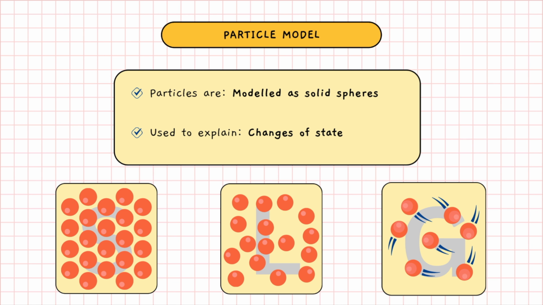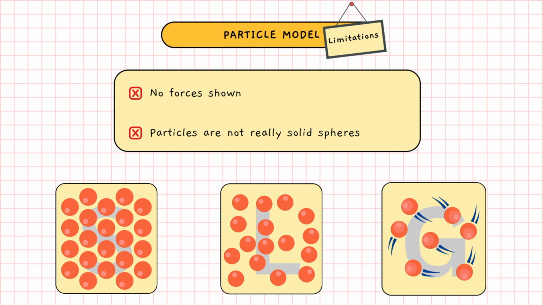We use a simple particle model to represent substances. Particles are shown as solid spheres, which helps us visualize how they behave during a change of state. But this model isn't perfect. It doesn't show the forces between particles, and in reality, particles aren't actually solid spheres. This is a common higher tier exam point.